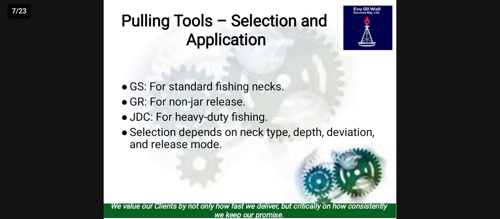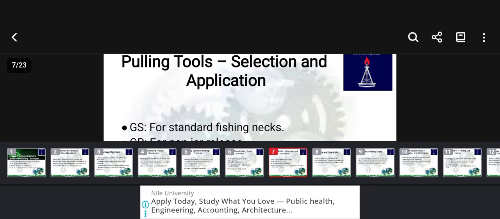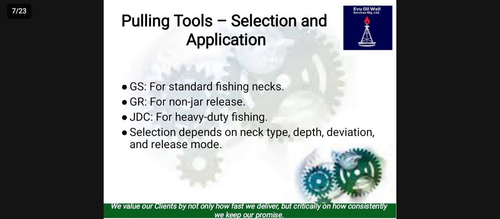Pulling tools, selection and application. The GS tool is for standard necks. Down jar to latch, up jar to release. GRO tool for tight wells or no jarring space. The JDC tool, a heavy duty beast, for when the well says bring your muscles. That is a very complicated, hard-to-retrieve fish, you deploy the JDC tool.